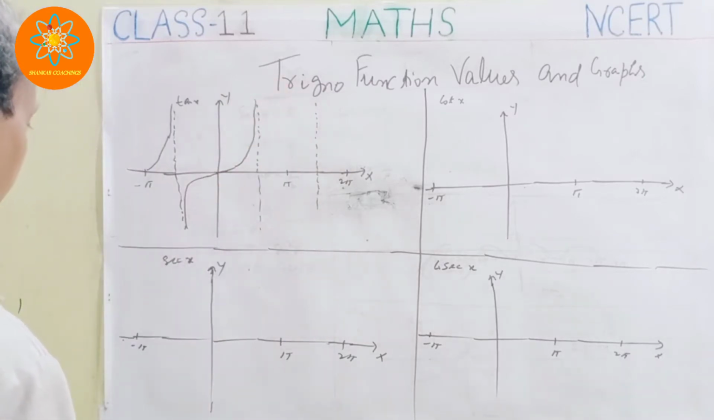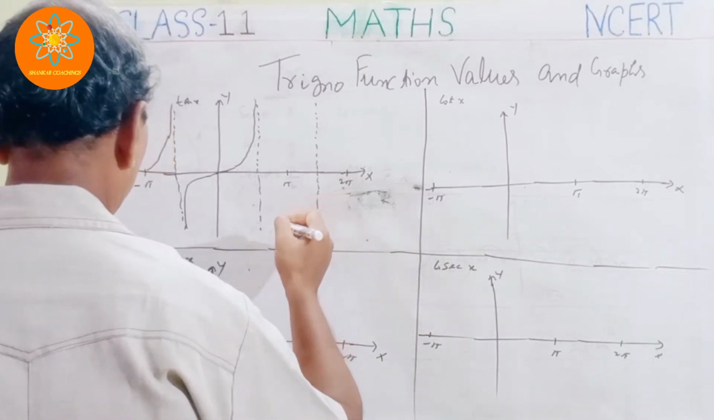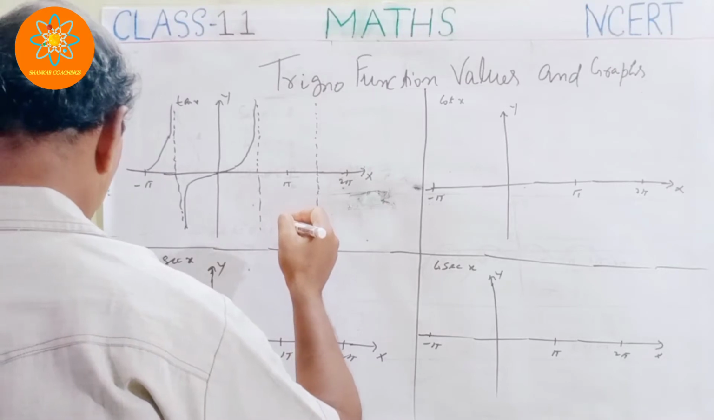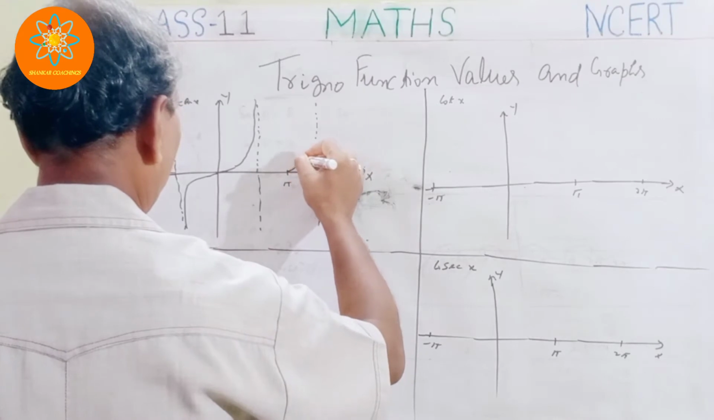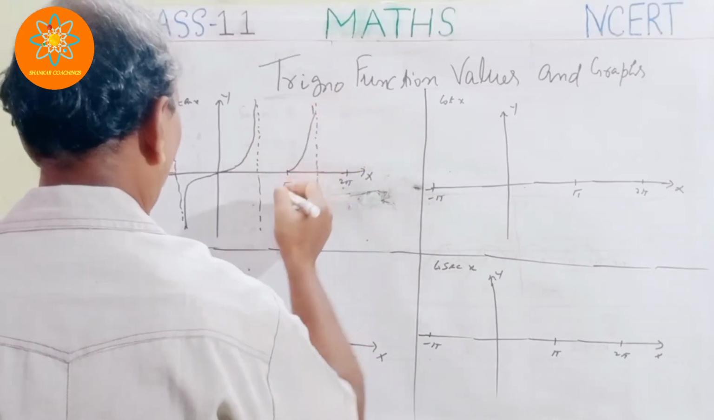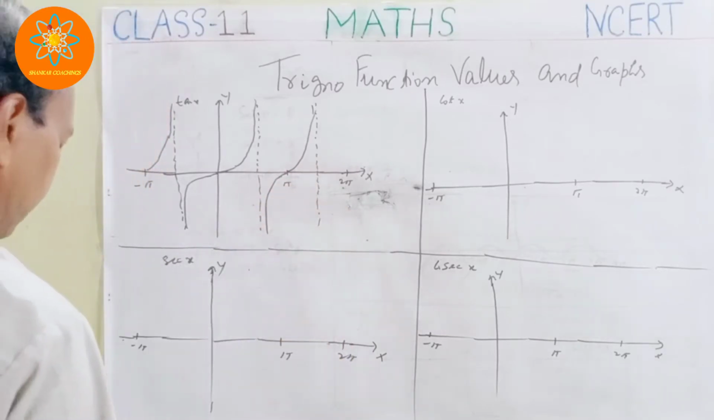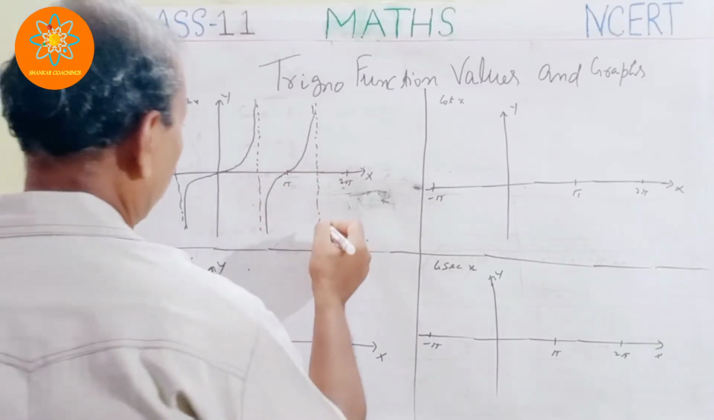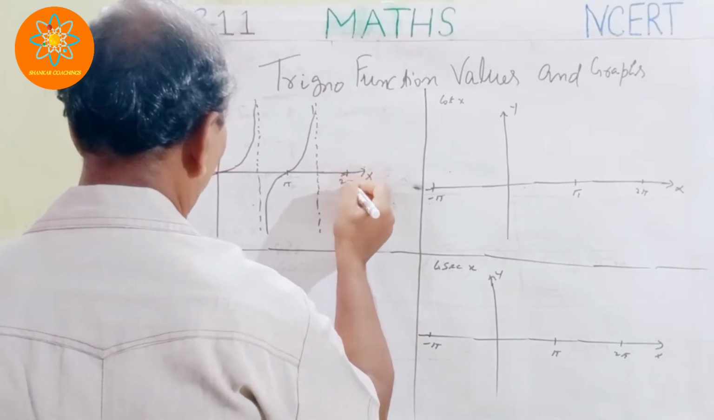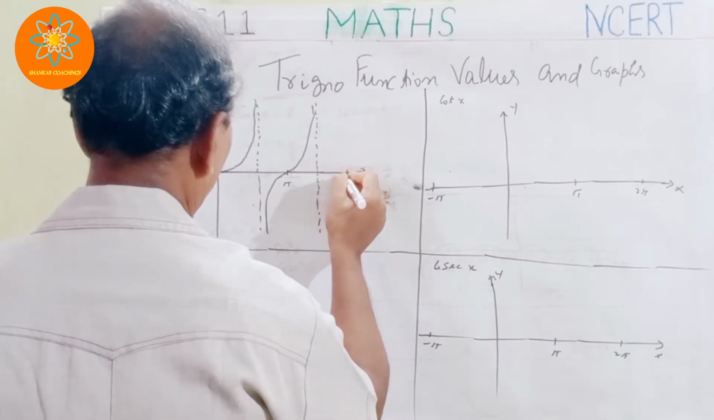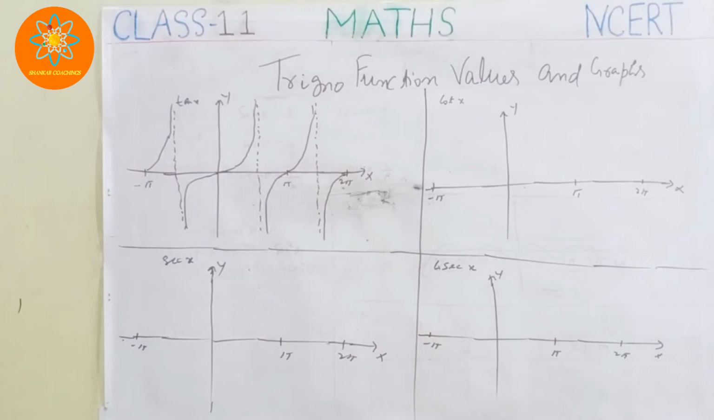Similarly, at the pi value is 0, but it is not defined at 3 pi by 2. So this is your 3 pi by 2. So it will be not defined at this point. Not defined means that point is at infinity. Similarly, for 2 pi also, at 2 pi value is 0, but at 3 pi by 2 it is not defined. So this is the graph of tan x.